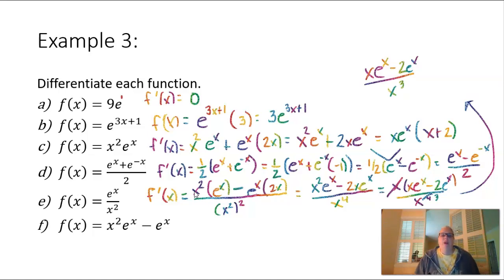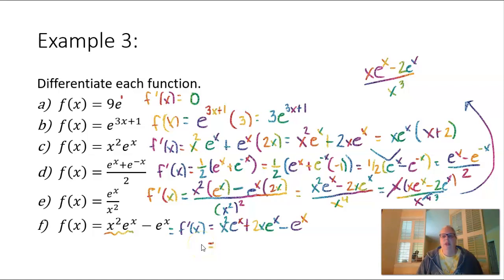And then finally for part F, we have x squared times e to the x minus e to the x. Now conveniently, we've already found the derivative of this up here in part C. So we already know this one's going to become x squared e to the x plus 2x e to the x. That came from right up here. We just need to take the derivative of that, which is just going to be negative e to the x, and we're finished. That's all there is to that one.